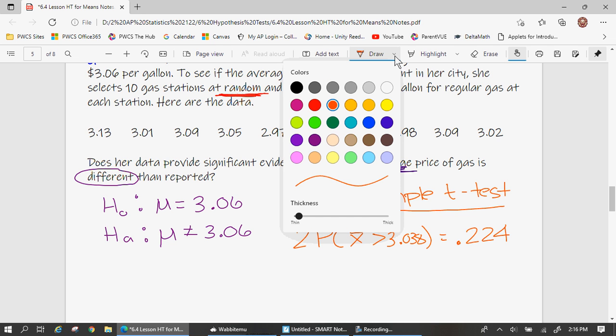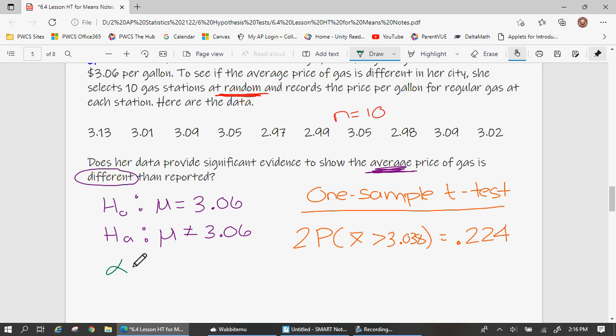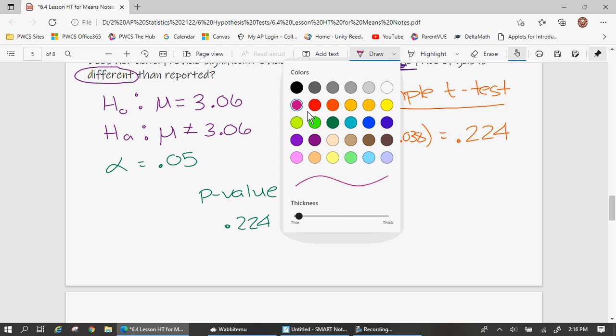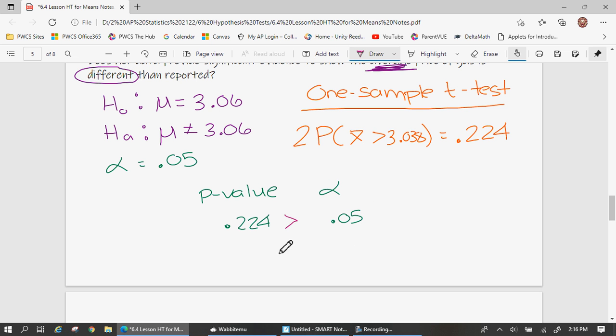And of course, I should have mentioned alpha at the front. We'll say it's 0.05 because we weren't specified otherwise. And so we're going to compare those. And so we always compare the p-value to alpha. And we're going to say that our p-value is greater. So the saying goes, if the p-value is small, reject the null. Well, in this case, our p-value is larger than alpha, so we are going to fail to reject our null hypothesis.